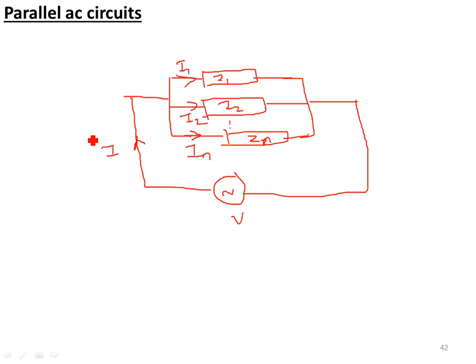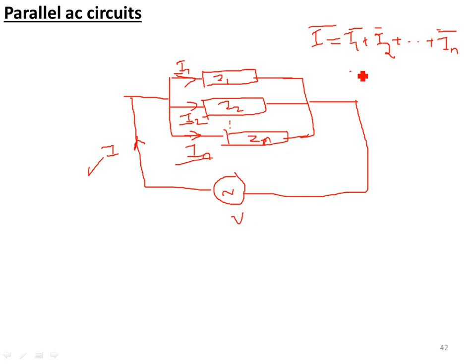Now, here what we can see is that the main current I is divided into I1, I2, etc. In. Therefore, we can write I as I1 plus I2 plus etc. plus In. Everything is in phasor form, so you can write it as I bar is equal to I1 bar plus I2 bar plus etc. plus In bar. Now, the voltage across Z1 is V. Similarly, voltage across Z2 is V, and voltage across Zn is V.